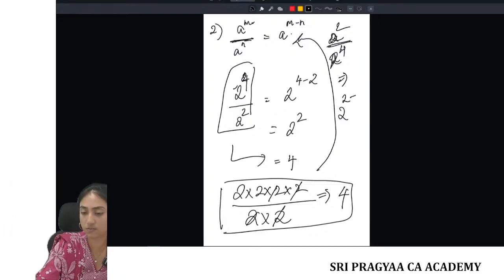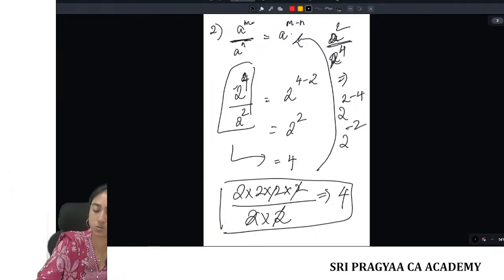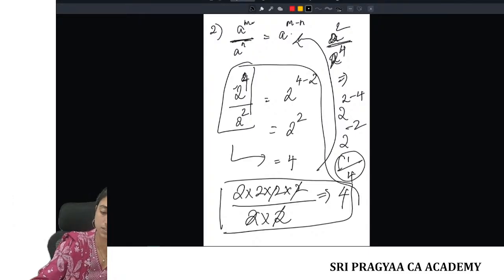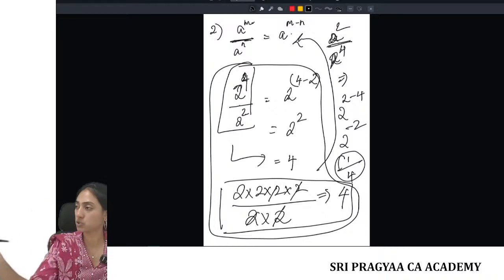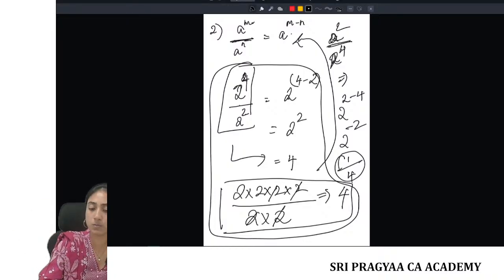2 power 2 minus 4, which is 2 power minus 2, which is 1 by 4, the answer. There is a difference between this and the earlier one. When I took the example earlier, I did 2 raised to the power of 4 divided by 2 power 2, so I get 2 raised to the power 4 minus 2, which is 2, so the answer is 4 there.